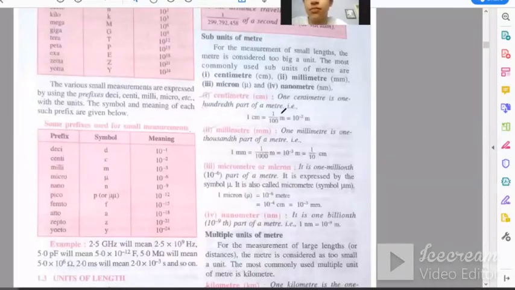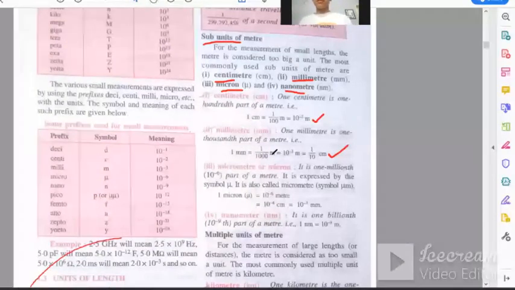And you have to understand that 1 centimeter is equal to 1 upon 100 meter, that is 10 raised to power minus 2 meter. Okay, see, all these unit conversions you need to remember. It is going to come in exam, conversion units. 1 millimeter, that is 1 upon 1000 meter, and we are writing it as 10 raised to power minus 3. And 1 millimeter, we can also write as 1 upon 10 centimeter. So you remember this also. Next one, micro.